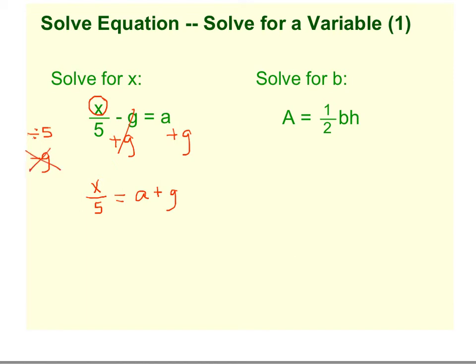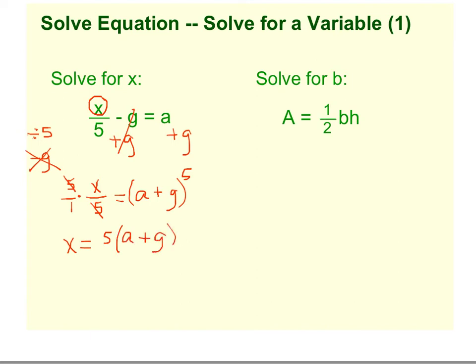Next thing we have to undo is divided by 5. The opposite of dividing by 5 is multiplying by 5. So that cancels over there. Now the only thing we want to remember, this a plus g, you want to multiply the entire side by 5. So that's when we're going to put parentheses around that and multiply by 5. So x equals, I'll go ahead and put that 5 in front, 5 times a plus g.